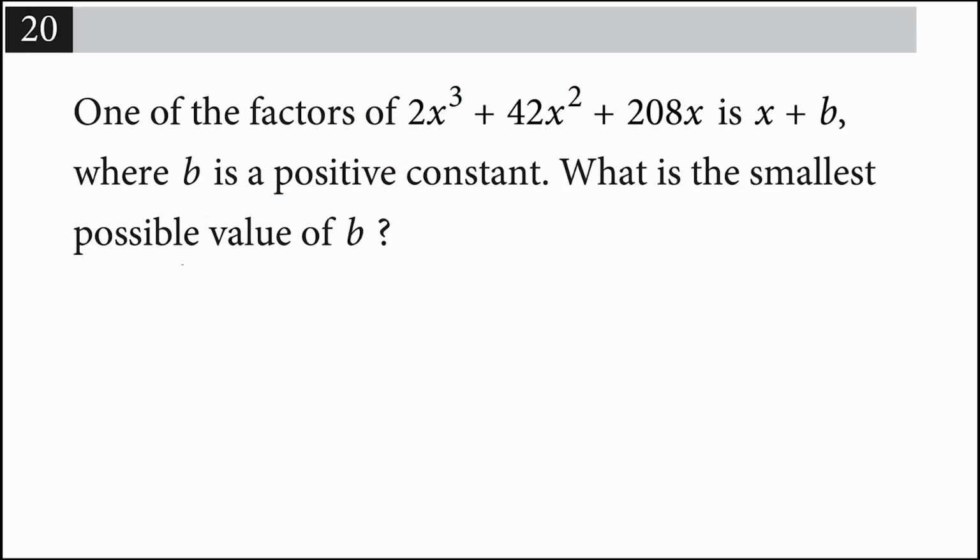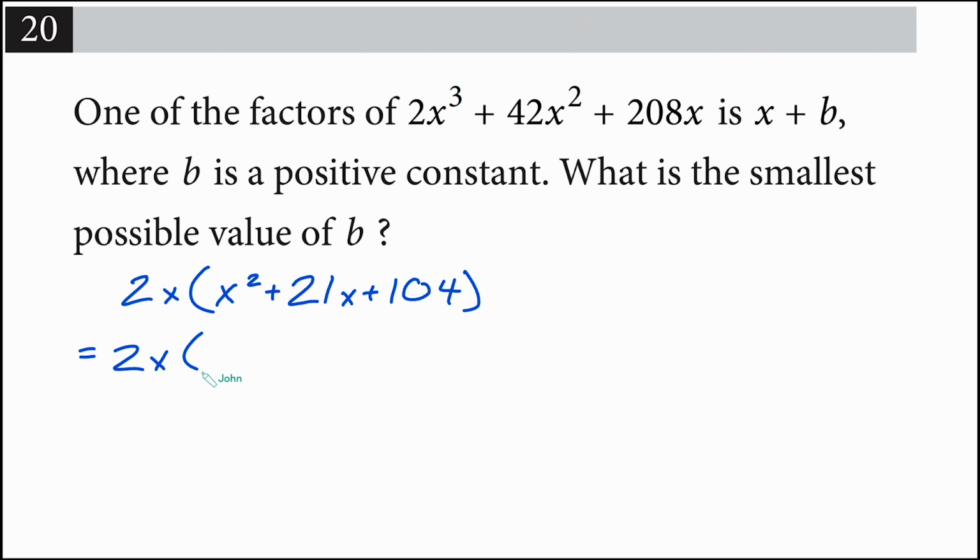One of the factors of 2x cubed plus 42x squared plus 208x is x plus b, where b is a positive constant. What is the smallest possible value of b? Well, let's try to factor this thing. We can pull out a 2x from each term. That leaves us with 2x times x squared plus 21x plus 104.